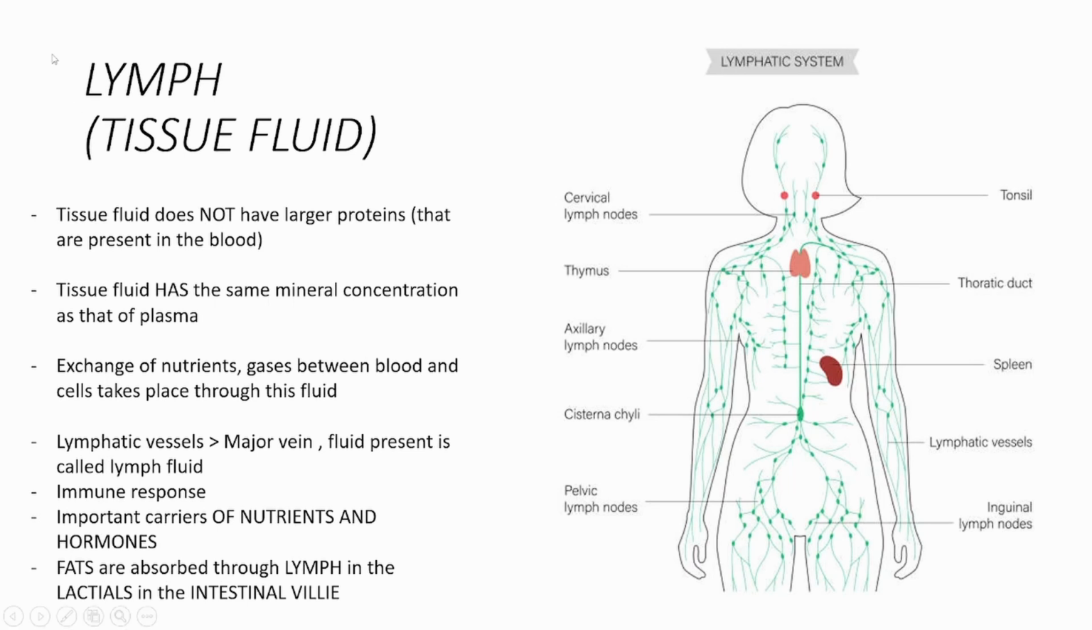So tissue fluids do not have larger proteins. Why don't they have larger proteins? Because larger proteins cannot seep out of the blood vessels. They cannot slip out of the blood vessels. Therefore, they do not have larger proteins.